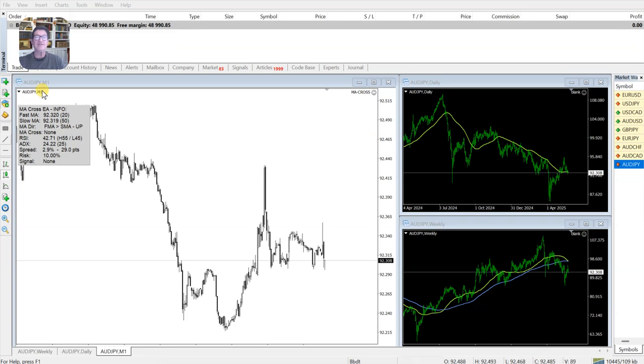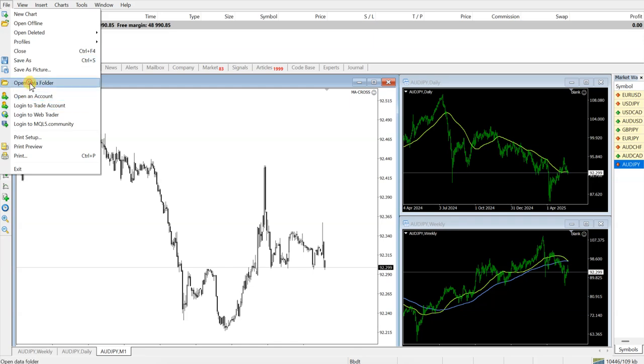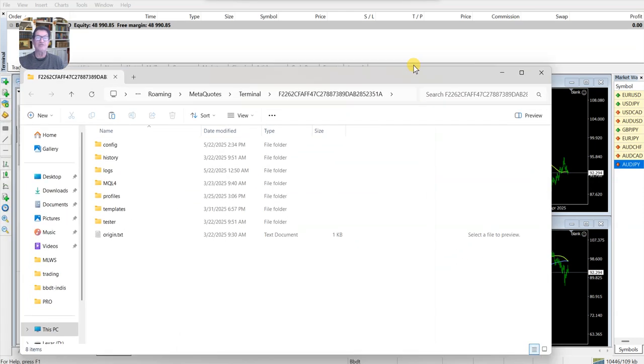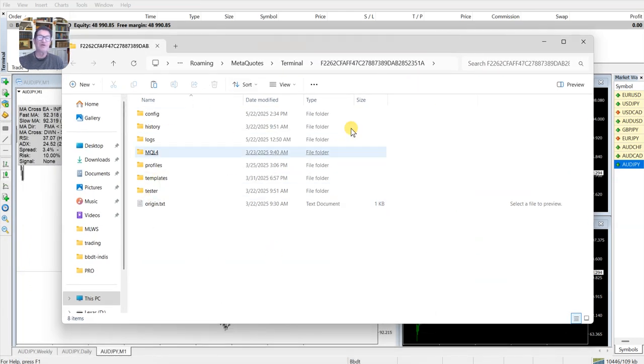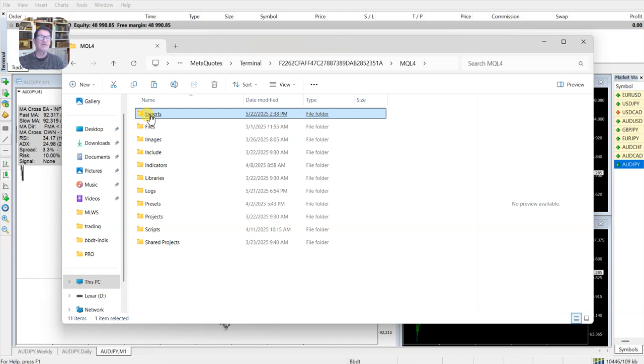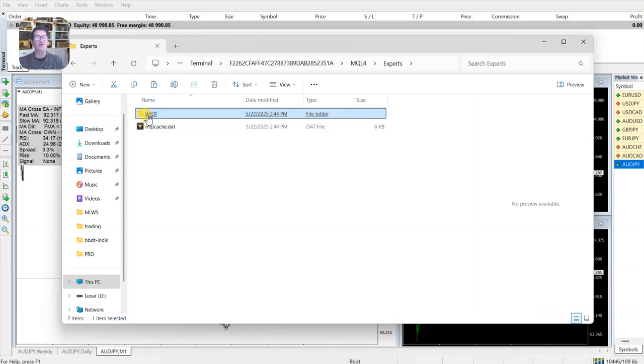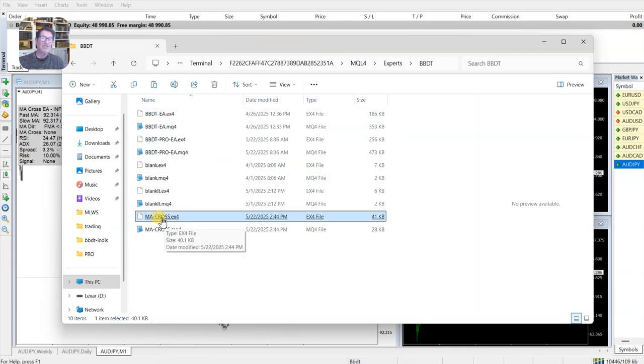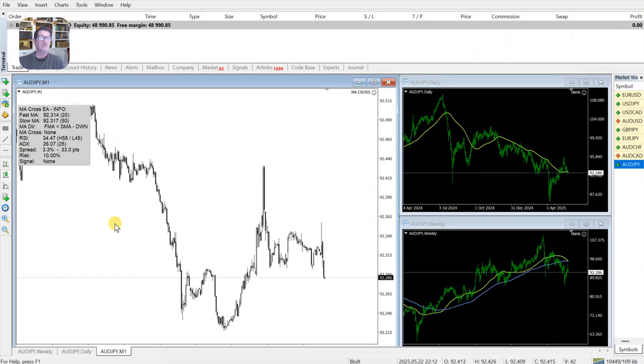If you don't know how to get there, with your MetaTrader open, click on File, click on Open Data Folders, and let me move this up here so you actually get to see this. It will bring up your directories. Click on MQL4. Then click on experts. I have mine stored under BBDT, which is Black Bear Dog Trading. You don't have to make a subdirectory, but you simply copy it in there. It's called MA Cross, and that's all you have to do. Once you have that set up, by the way, just click on the X to close it all out.